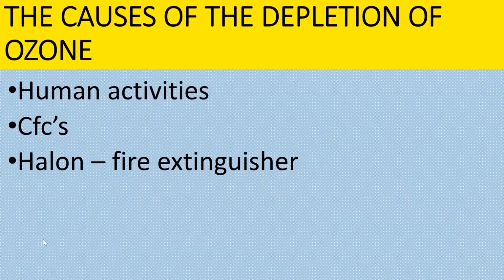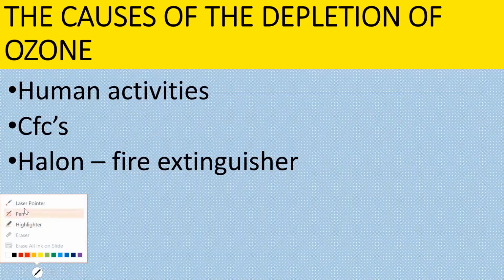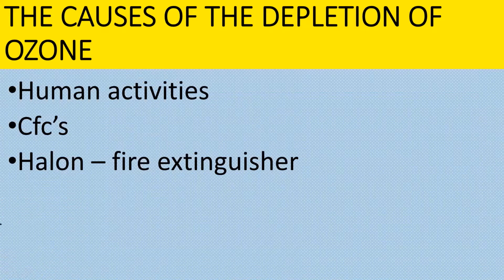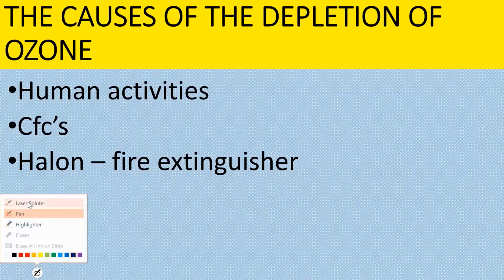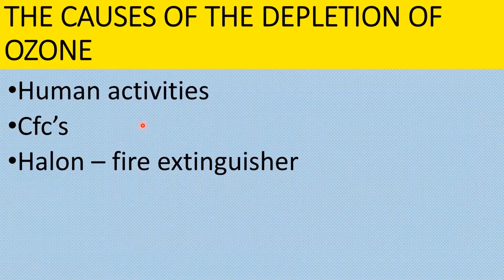Now we can see the causes of the depletion of ozone. Number one, the human activities, especially the human-made chemicals that contain chlorine and bromine, are the depleting substances. And number two, CFCs, the chlorofluorocarbons, and halogens are the main cause of ozone depletion.